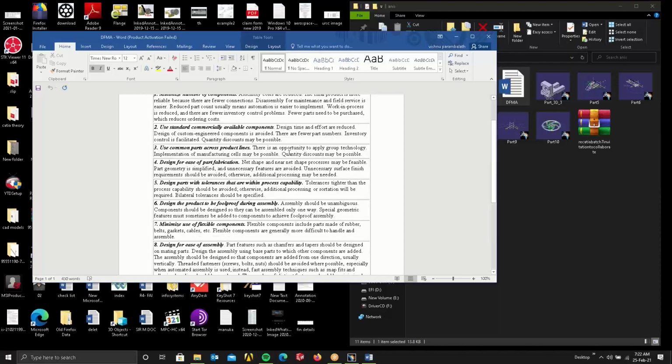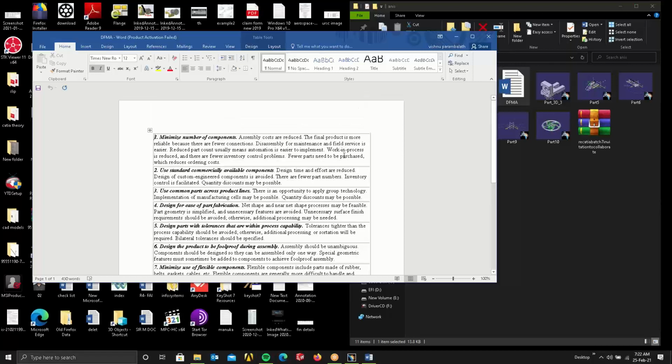So like that, you can see these many points. Similarly, you have to make different things. What are the things to be considered? By reading this, you can understand what things you should keep in mind while designing.